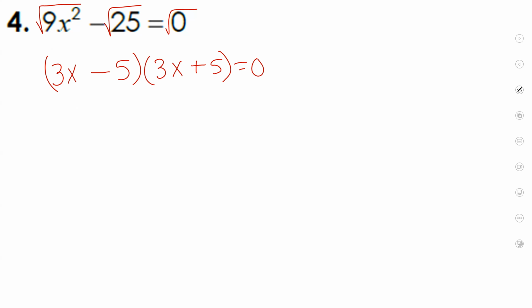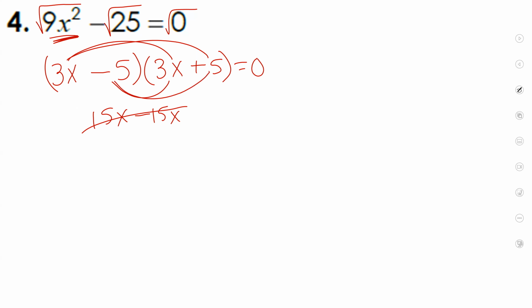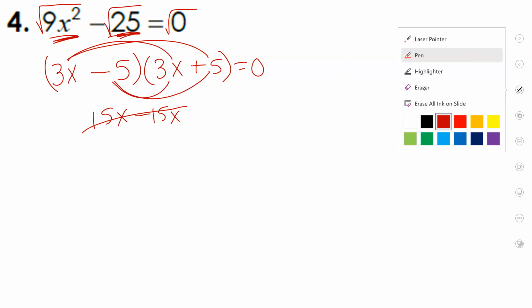Let me show you why this works. 3x times 3x is 9x squared. 3x times positive 5 is just 15x. And negative 5 times 3x is negative 15x. So you see how that just cancels out? And then finally, negative 5 times positive 5 is just negative 25. So we get what we started out with.